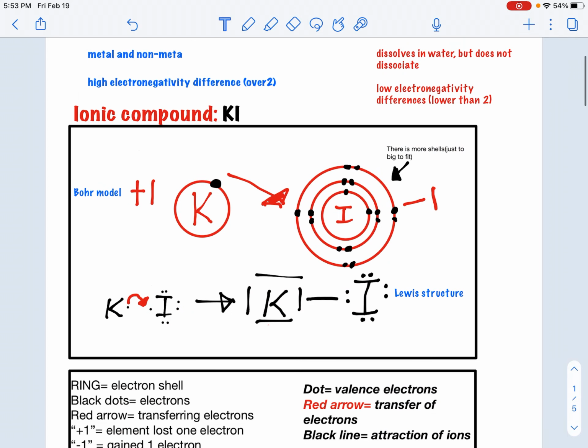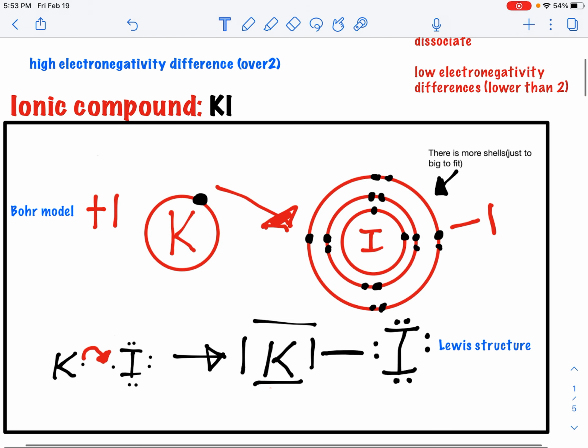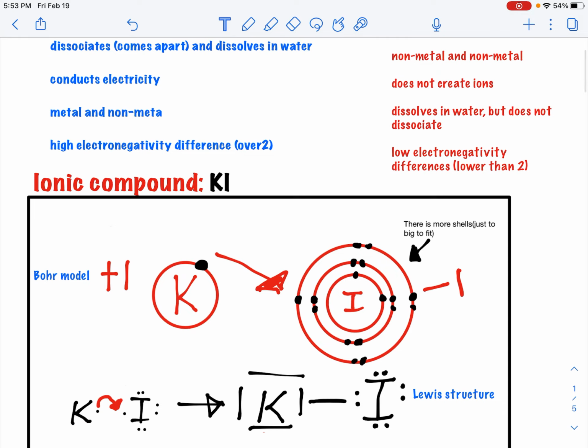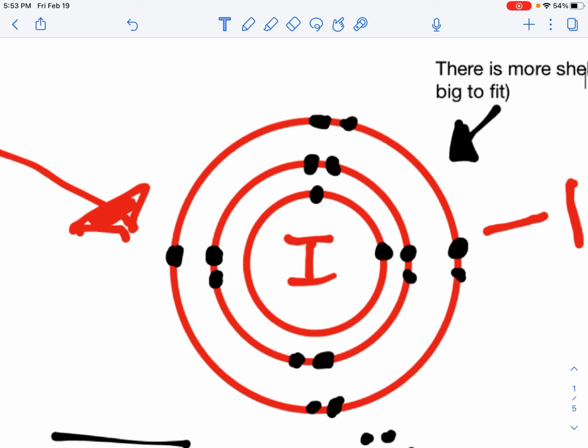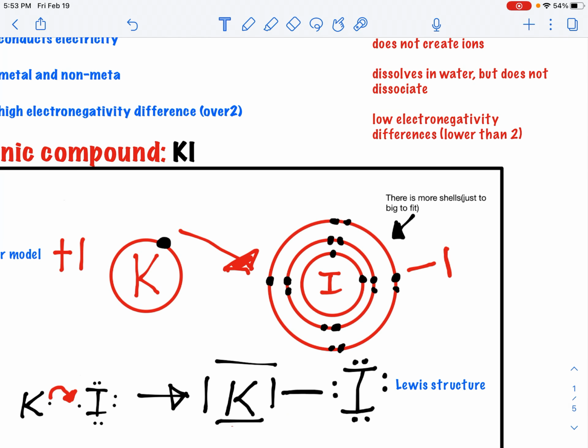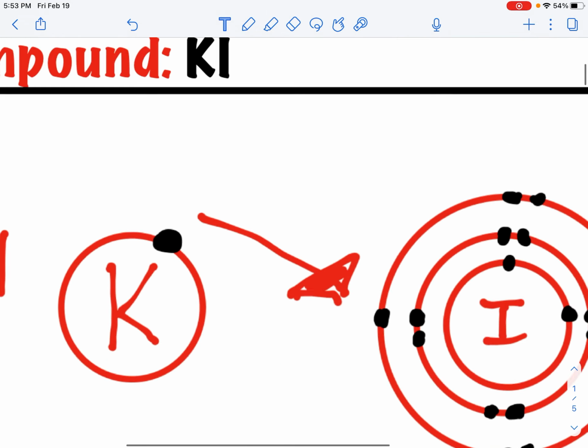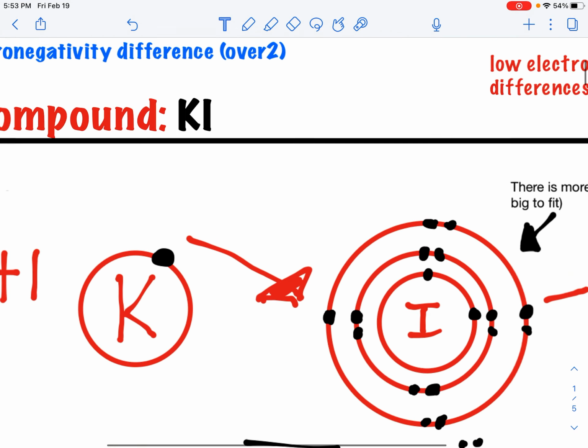So down here in my Bohr model, you can see the K right here transferring its electron, because that's usually what they do. And here they steal or lose, so that means they're losing their valence electron, sending it over to the I over here, so it could be full, because it's already almost about to complete its shell, which is the ring. So once it transfers over, it's going to be complete, so it's whole, which is the purpose of K, is to lose this one so that one can be complete.